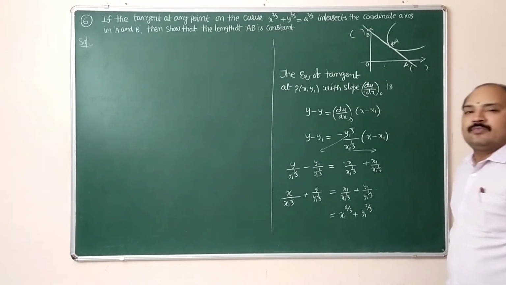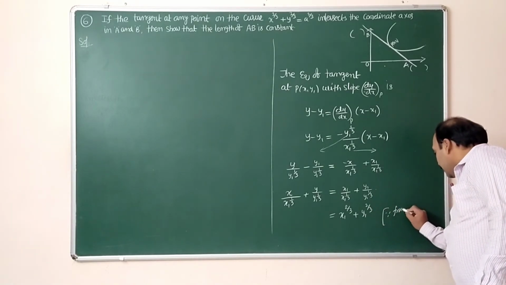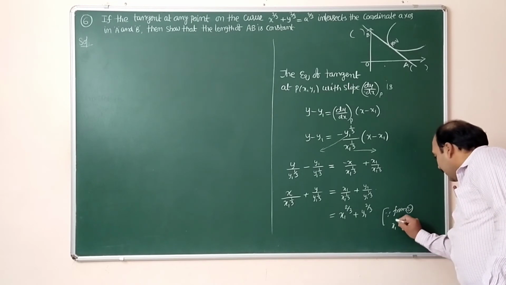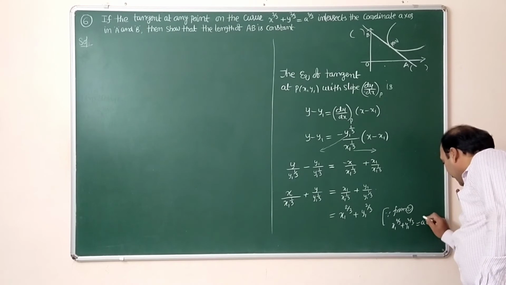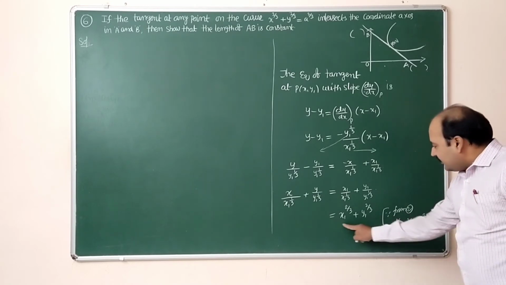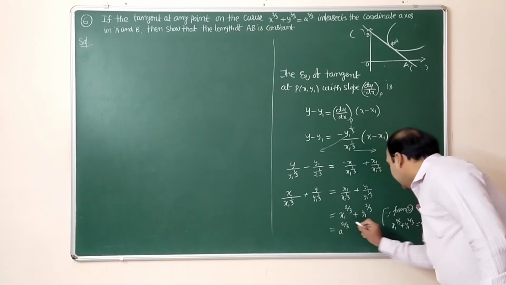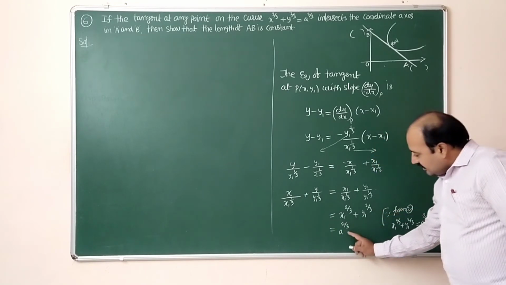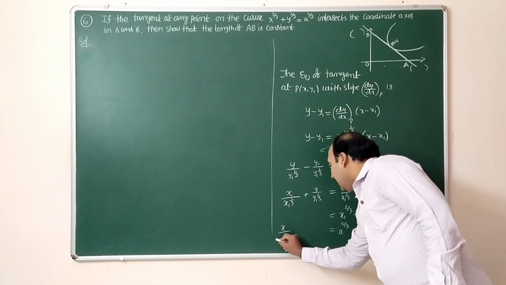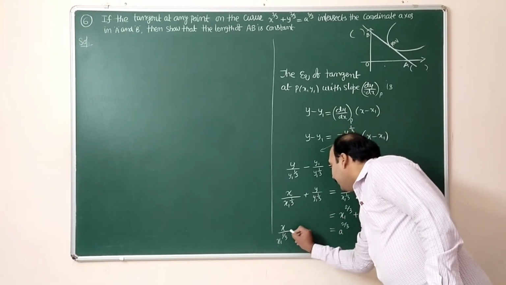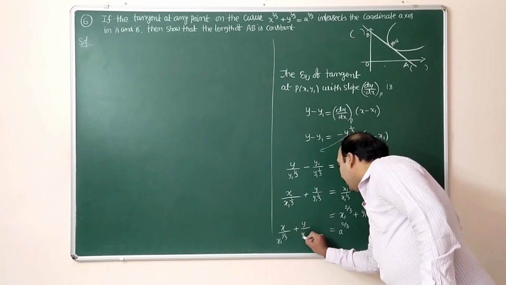Even this also. From equation 2, previously we observed that x1 power 2 by 3 plus y1 power 2 by 3 equals a power 2 by 3. So in place of this, we write a power 2 by 3, since from equation 2. This value also we are taking into the RHS. So x by x1 power 1 by 3 plus y by y1 power 1 by 3.